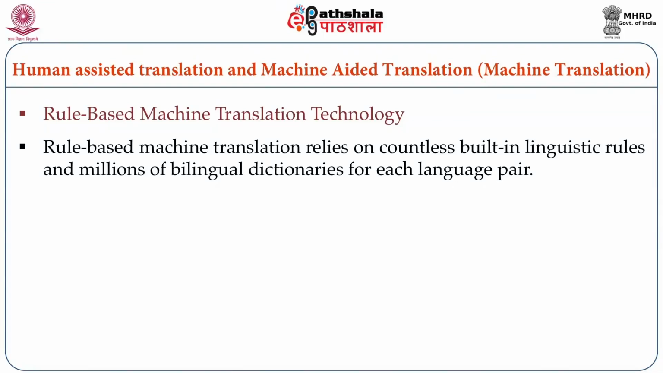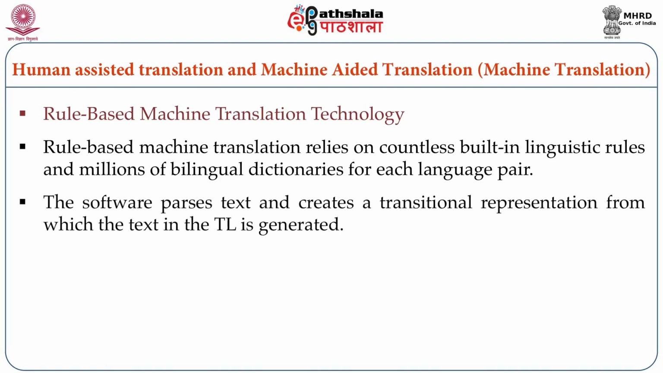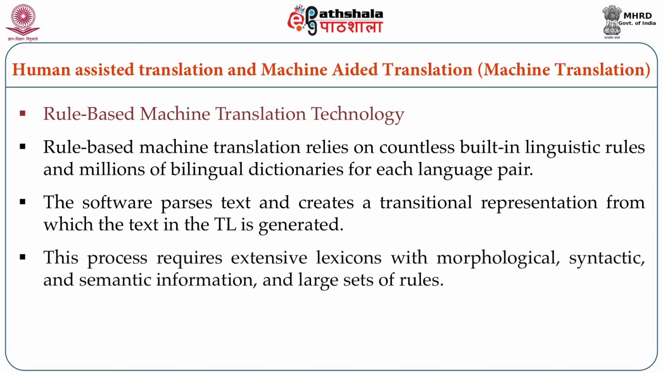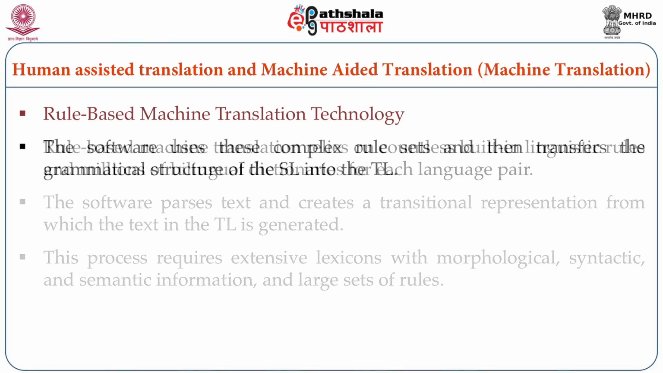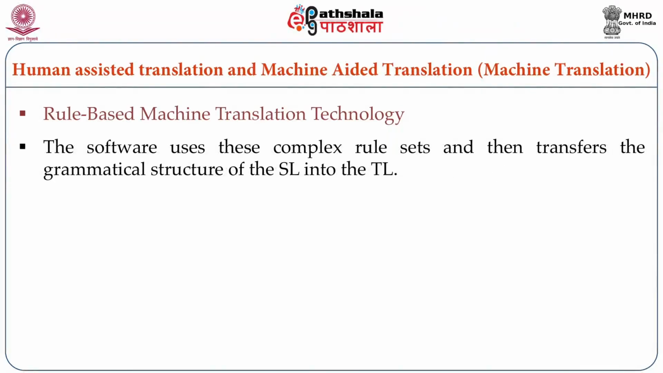Now we will discuss rule-based machine translation technology. Rule-based machine translation relies on countless built-in linguistic rules and millions of bilingual dictionaries for each language pair. The software pairs text and creates a transitional representation from which the text in the target language is generated. This process requires extensive lexicons with morphological, syntactic and semantic information and large sets of rules. The software uses these complex rule sets and then transfers the grammatical structure of the source language into the target language.